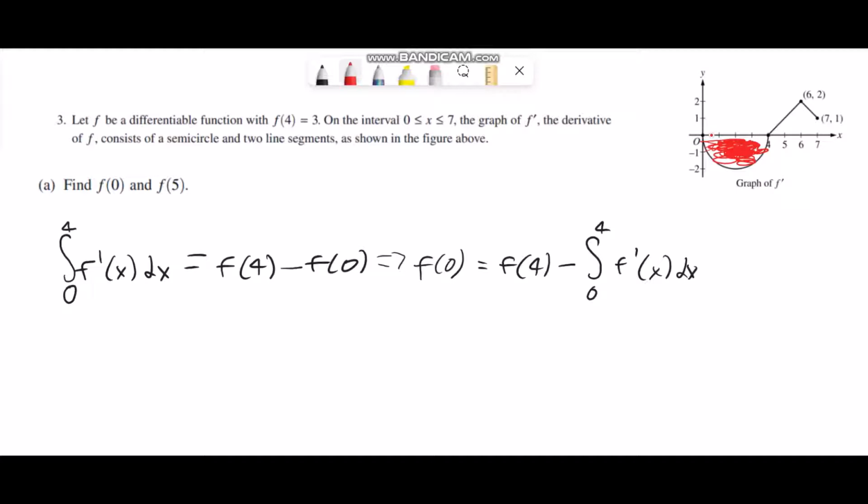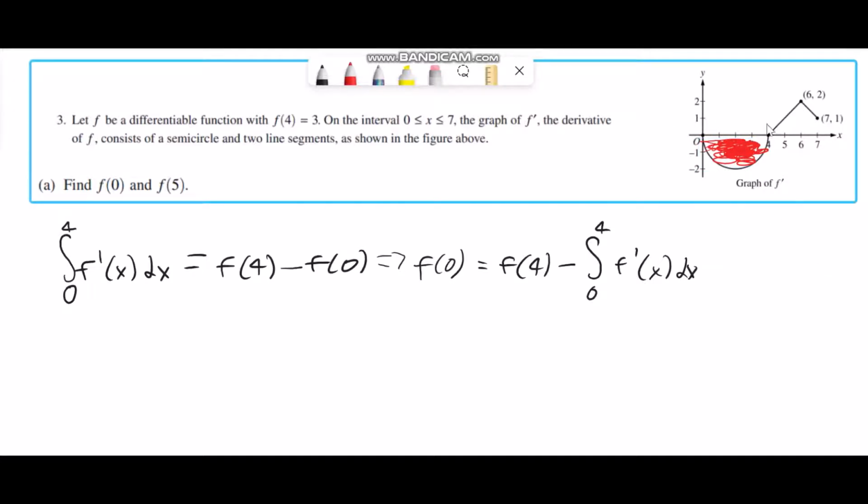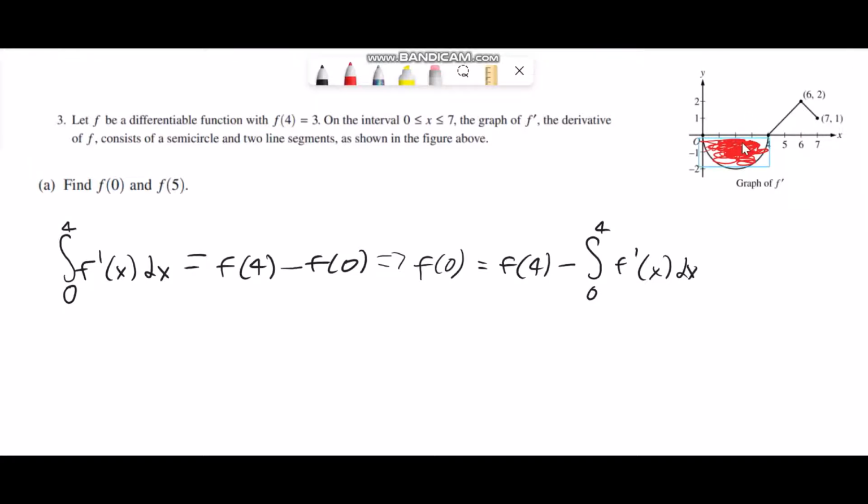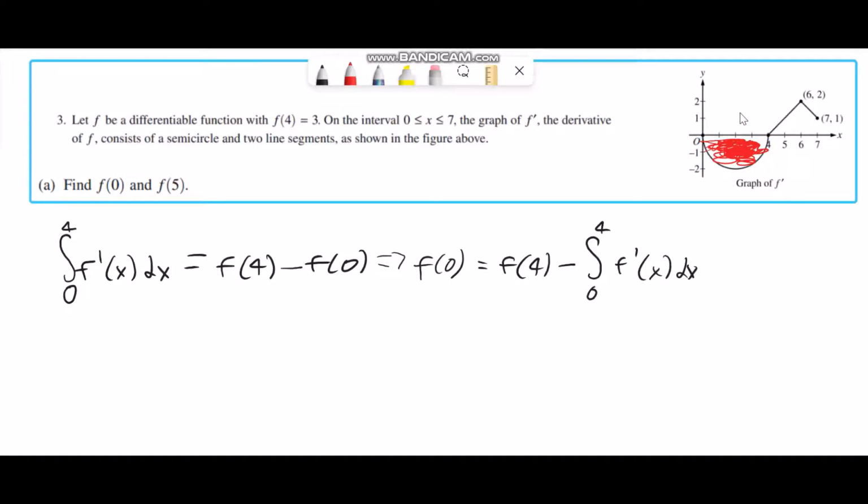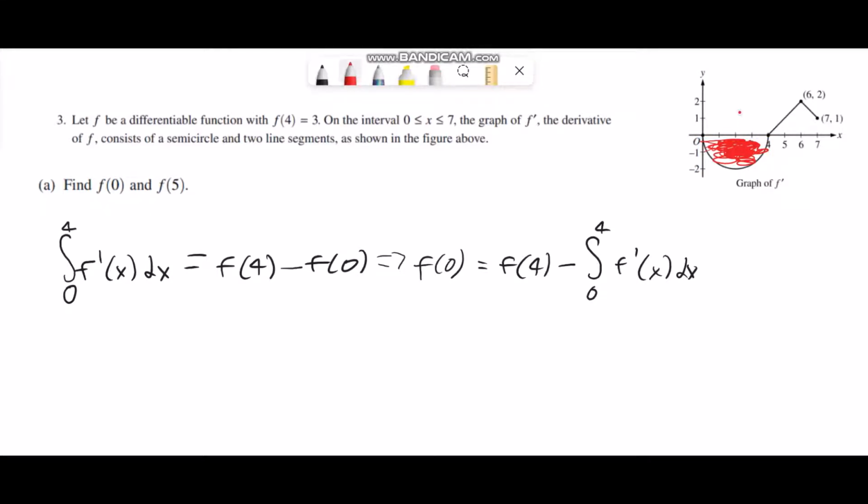All right, so this is a semicircle. How do we find the area of the semicircle? Well, we know that if this is a whole circle with radius 2, it would have area 4 pi. The semicircle is just half of the whole circle, so it will have area 2 pi. But it's below the x-axis. So that means that the area of the semicircle is negative 2 pi.